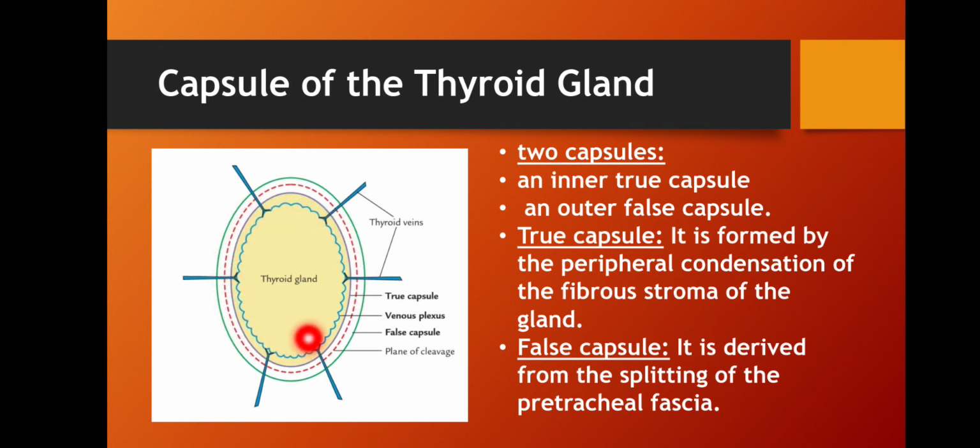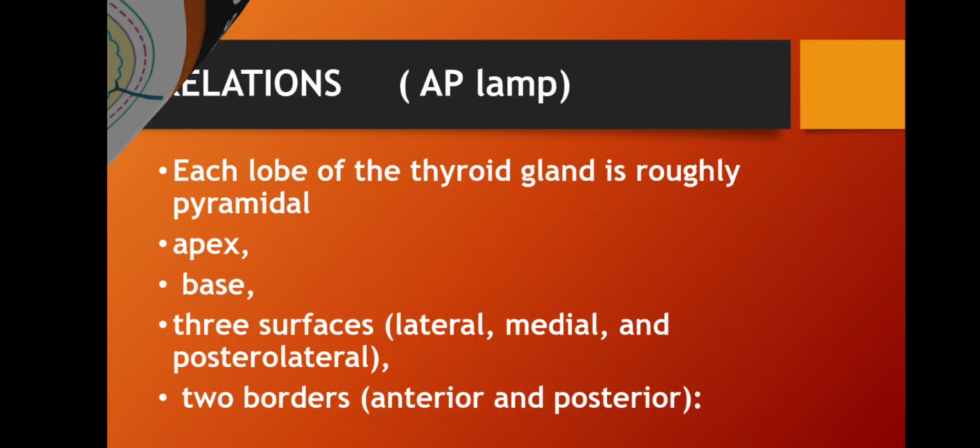And next, the false capsule. How is it formed? It is derived from the splitting of the pretracheal fascia. What is meant by pretracheal fascia? It is a fascia covering the thyroid gland. So when this pretracheal fascia undergoes splitting, it leads to formation of the false capsule. Right? So there are two capsules.